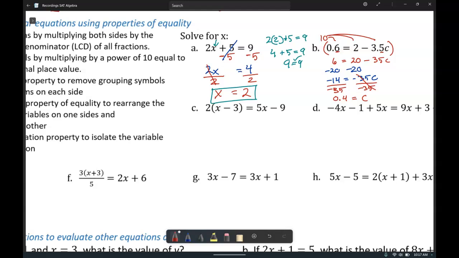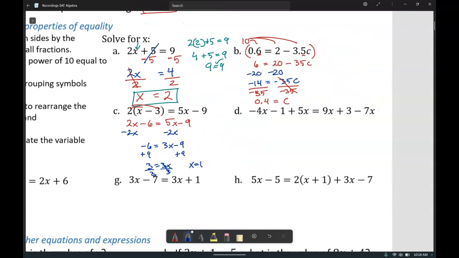So for C, we have no fractions or decimals, so we can start with distribution. 2x minus 6 equals 5x minus 9. This one we'll want to go ahead and subtract 2x from both sides, and we get negative 6 equals 3x minus 9. We also will have to do that step again and add 9 to both sides to get variables and constants away from each other. And then we can go ahead and divide both sides of the equation by 3, and x equals 1.